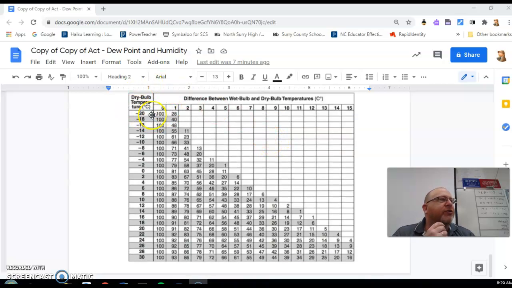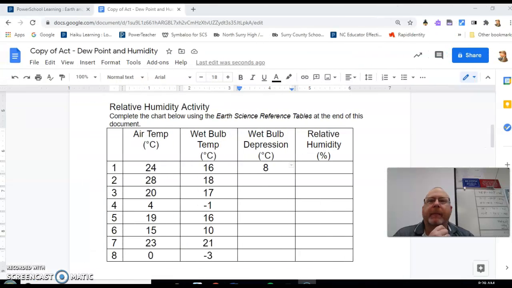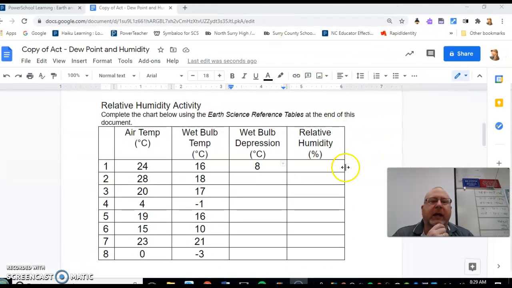All right, so my dry bulb temperature, I go down and find my dry bulb temperature. That's 24 degrees, which is right there. So it's in that row somewhere. And then my difference between wet bulb and dry bulb was 8 degrees. So I'm going to come over here to 8. I go down, and wherever the row of 24 and 8 cross, that's going to be my relative humidity. And you can see that that's 42. Move back to my lab here, and then I type in 42.